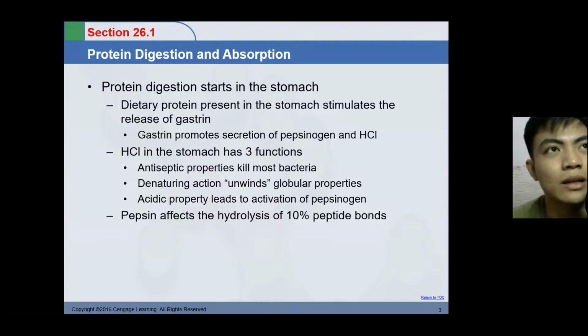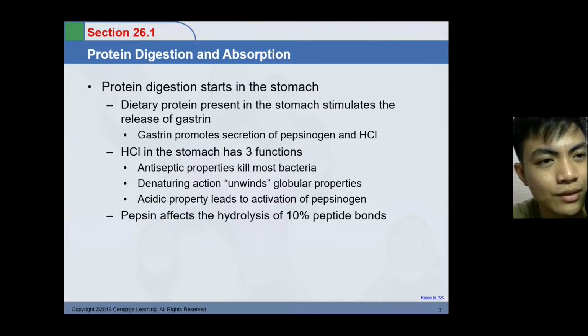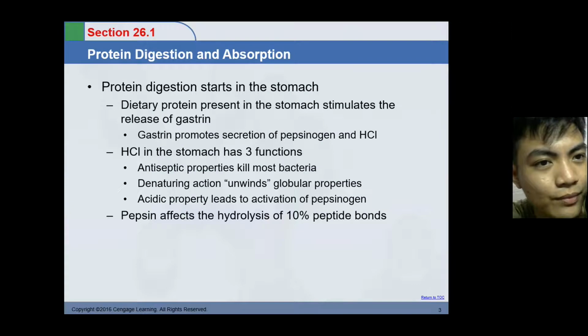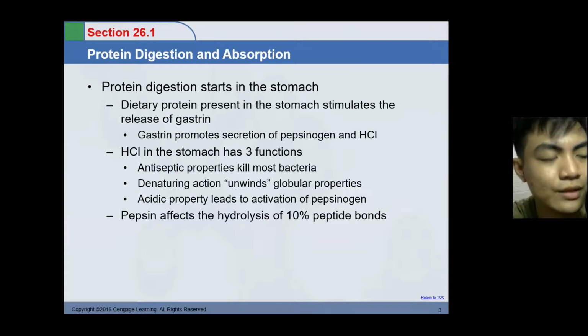So, yan yung nangyayari. Sa stomach pa lang, ma-activate na yung ating pepsinogen and pepsin, so that mapuputol na niya yung peptide bonds sa ating body. The pepsin affects the hydrolysis of at least 10% of our peptide bonds sa food na kinain natin. Sa stomach siya nag-start and eventually, mapuputol-putol yan.